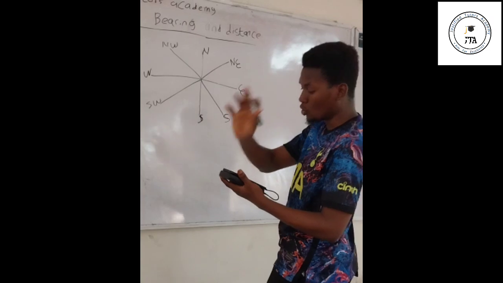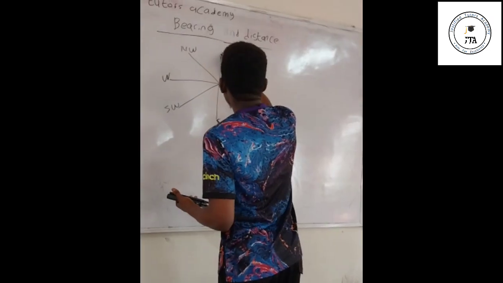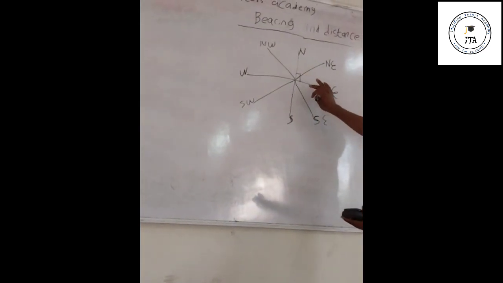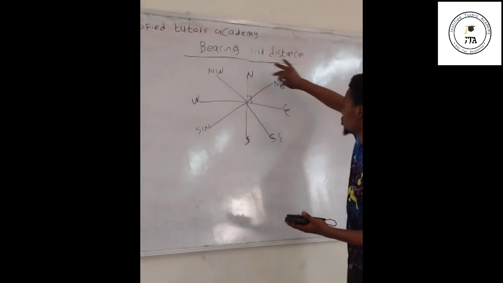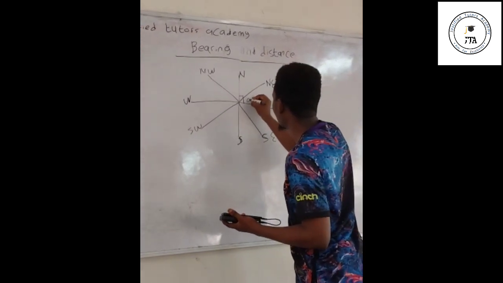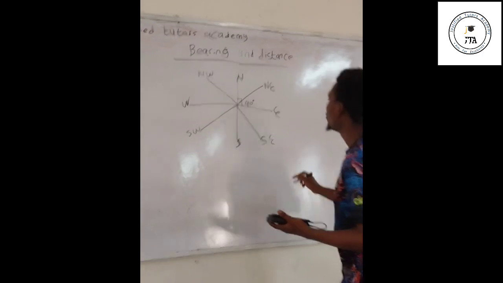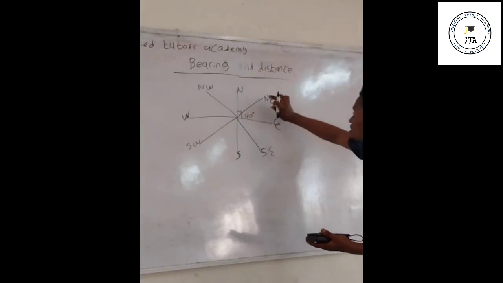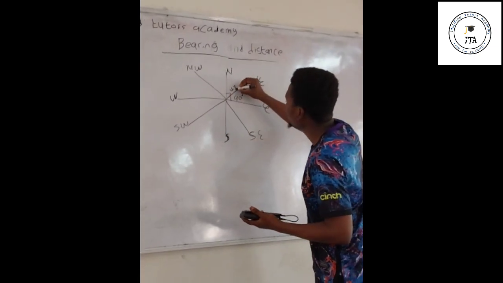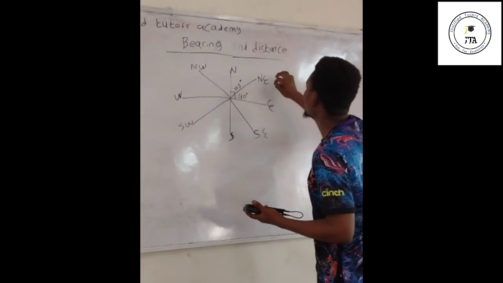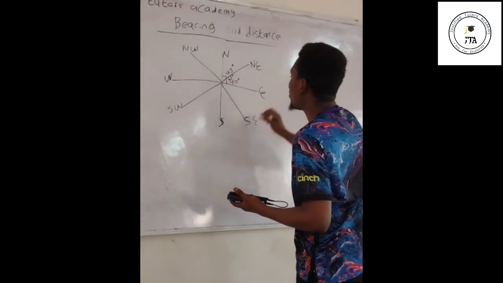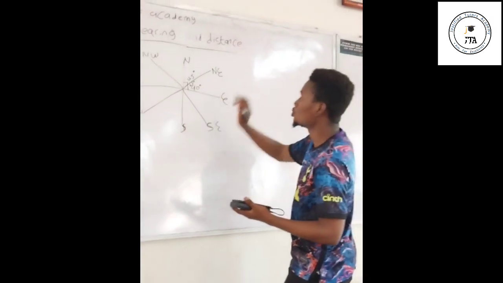Also, note that from this angle here to this angle here is 90 degrees. From the north to the east is 90 degrees. Now, from north to northeast is 45 degrees. And also from northeast to east is 45 degrees. Now this applies to everything here, so you get. So this is how I'll teach you now.